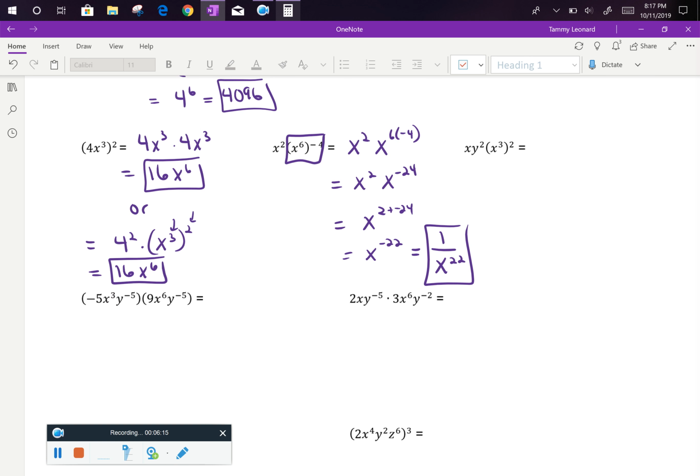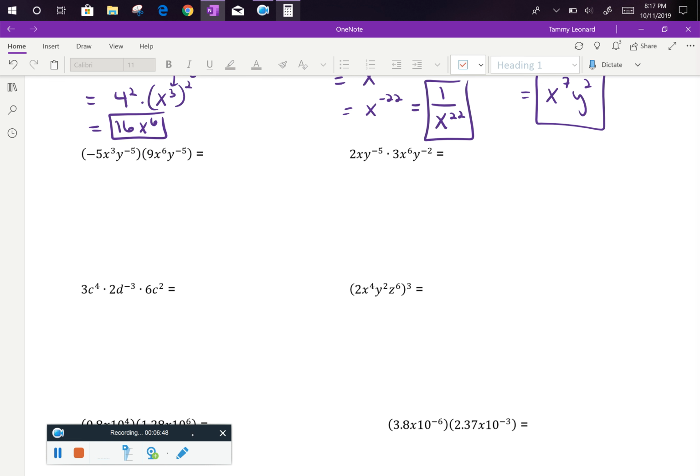The last one in this row has a couple of different rules in it. Notice here we have a power to a power, so that should happen first. xy squared times x to the 6th, because 3 times 2 is 6. But then we also notice that there's an x, and then it's being multiplied by an x to the 6th. Remember that first x is x to the first, so this is x to the 1 plus 6 times y squared. Well, that leaves x to the 7th y squared as that final product.